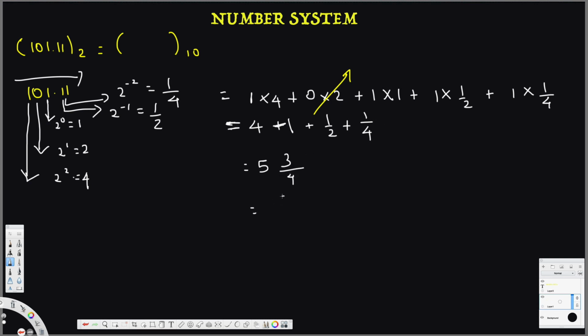That is basically 5.75. That's the conversion of this given binary number to decimal. So the number is 5.75, and that's going to be the answer.